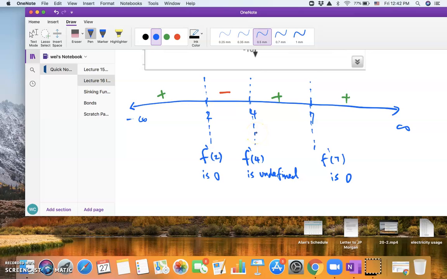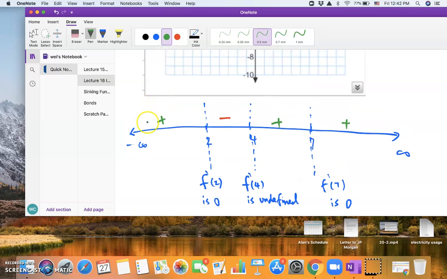Okay, after I have finished this, I need to think about how I can translate this information. These are the information of the derivative, right? I need to think about how I can translate this into information about the function, f(x).